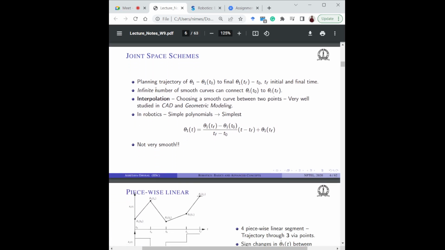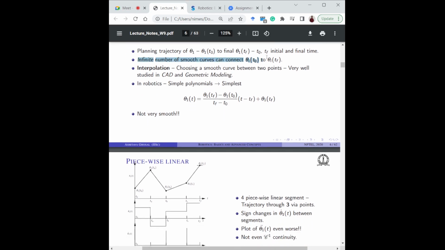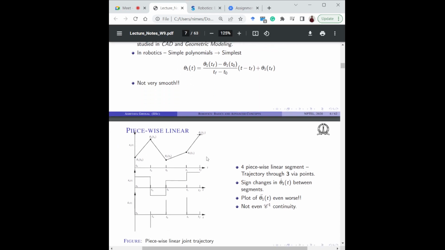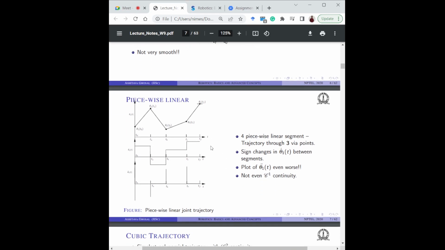Now there was a discussion about joint space schemes, how to do motion planning in joint space. Theoretically, an infinite number of smooth curves connect one point to another in, let's say, a 2D Cartesian plane, or between any 2 points in a Cartesian space. So you can interpolate between any 2 points.